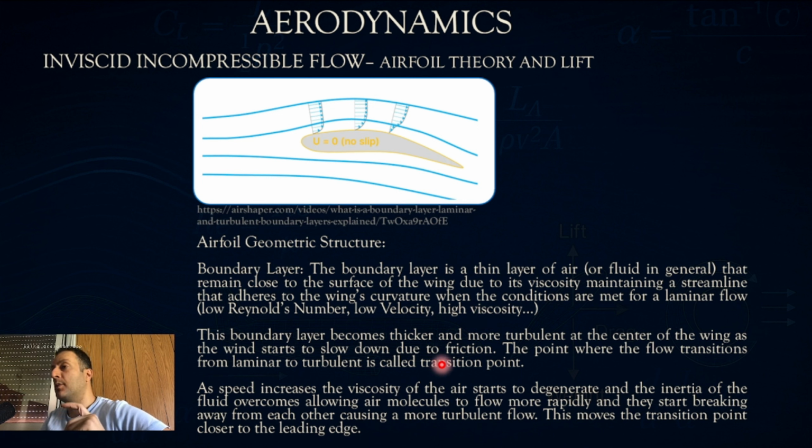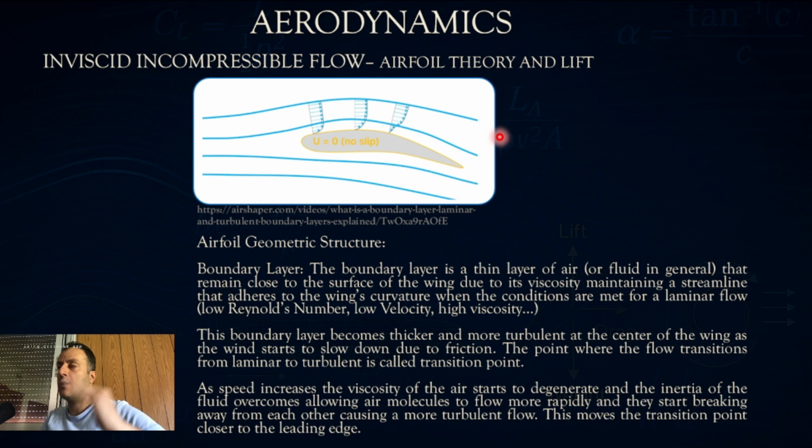This boundary layer becomes thicker and more turbulent at the center of the wing, you see here, as the wind starts to slow down and starts detaching from the surface. The wind starts slowing down due to friction. The point where the flow transitions from laminar to turbulent is called the transition point. That's the point where the flow is no longer laminar, and it detaches from the surface of the wing.